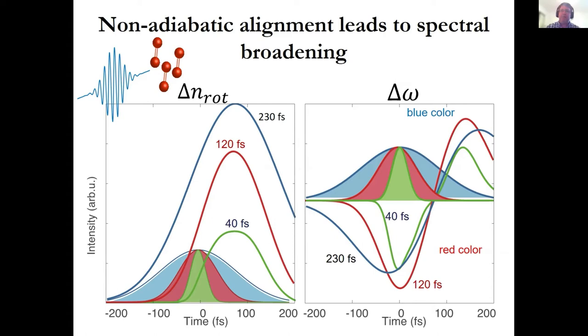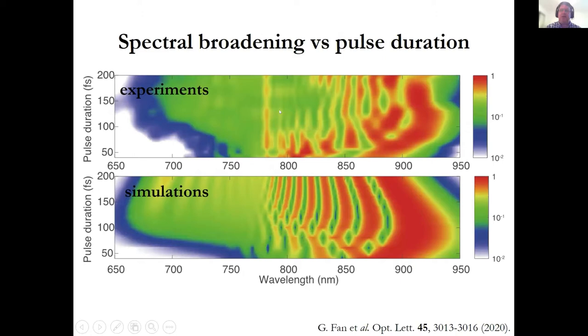So here are the simulations at the bottom, experiments on the top, and we kind of reproduce the experimental results, where we see maximum alignment near our maximum broadening near 100 femtosecond. So that was published in 2020 by Guanju Fan, former postdoc of my group, and co-workers.